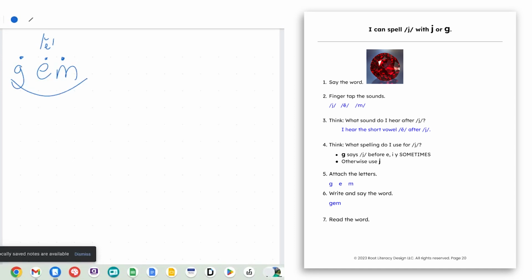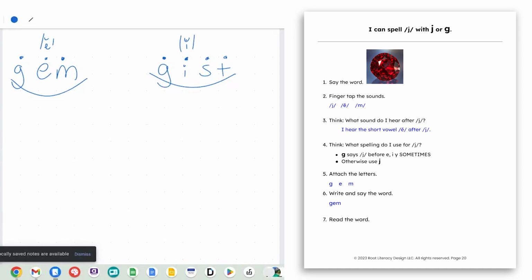The next word we're going to try is gist. So always repeat the word gist. Tap the sounds: J-I-S. So I want to hear that this is the J, this is that short I sound. And I know that when a G is next to an E, I, or Y, sometimes it can be spelled with a G. So the next sounds are I, S, and T. The word is gist.